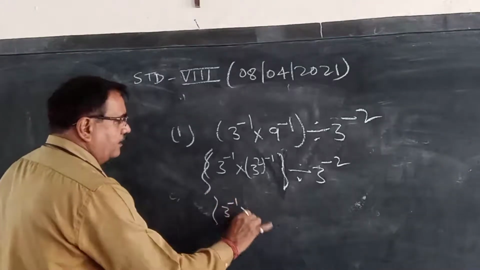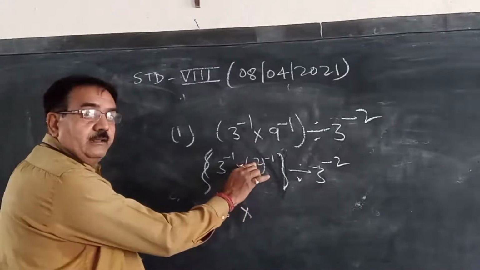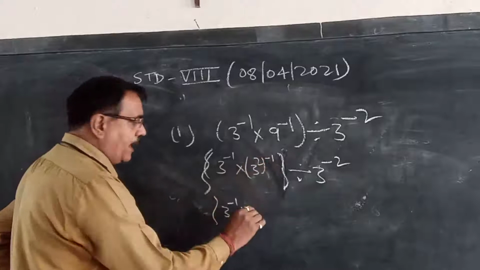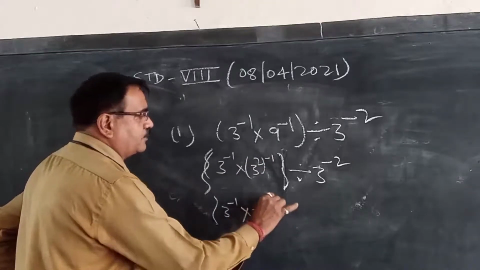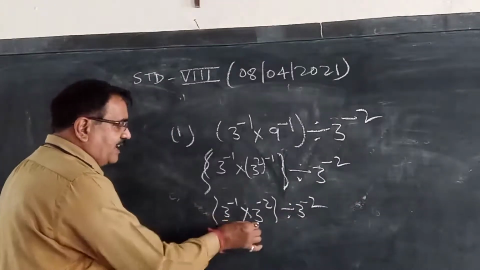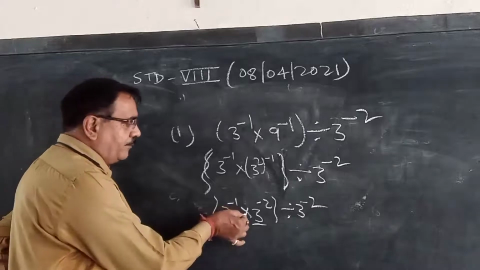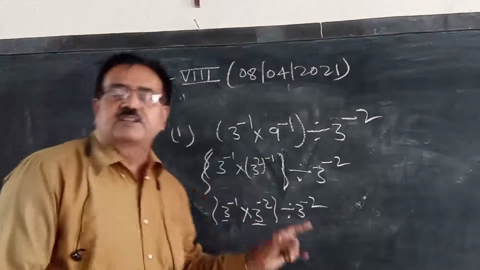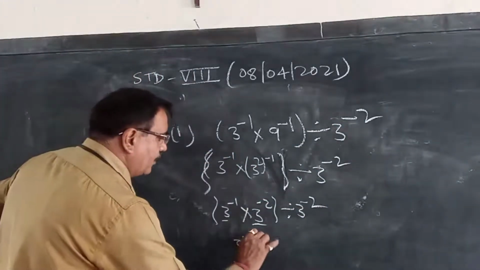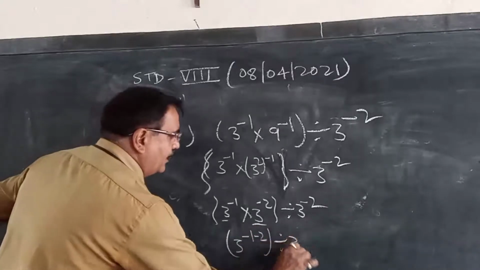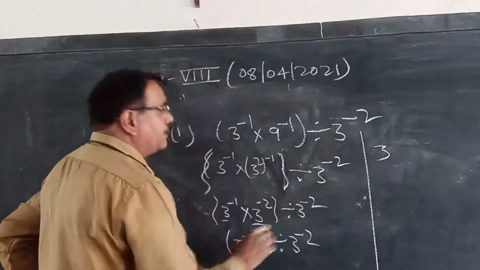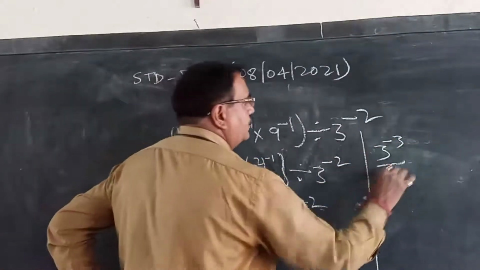Now, 3 to the power minus 1 into 2. Now the power of a power, the third rule of exponents: both powers will be multiplied. 2 into minus 1 is minus 2. So 3 to the power minus 2. Now see, the base is the same. And what is the sign between them? Into. So when the base is the same and there is a multiplication sign, the powers will be added. So 3 to the power minus 1 minus 2, divided by 3 to the power minus 2. So this becomes 3 to the power minus 3 divided by 3 to the power minus 2.